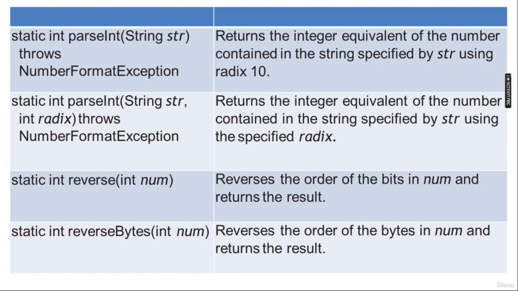Then static int parseInt(String str, int radix) throws NumberFormatException returns the integer equivalent of the number contained in the string specified by str using the specified radix. Then static int reverse(int number) reverses the order of the bits in number and returns the result. Then static int reverseBytes(int number) reverses the order of the bytes in number and returns the result.